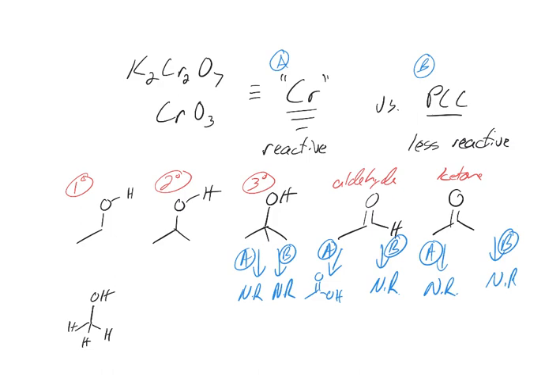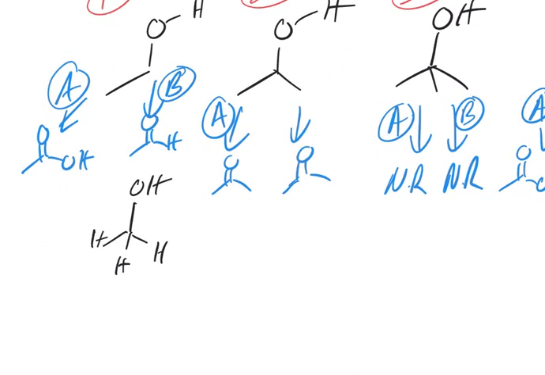Secondary alcohol, you get a ketone and a ketone. Primary alcohol with the chromium, you get the carboxylic acid. With PCC, you get the aldehyde. Now with this, I think this is correct.